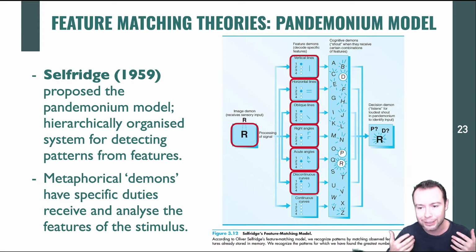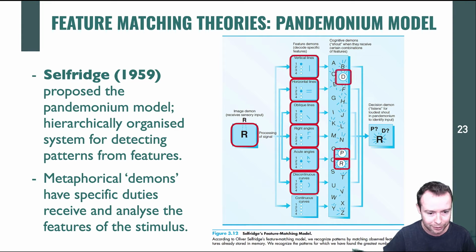These matches are then yelled out to demons at the next level of the hierarchy, known as the cognitive or thinking demons. The cognitive demons in turn shout out possible patterns stored in memory that conform to one or more of the features noticed by the feature demons. In this case, D, P and R are all possible combinations based on the feature demons that are activated. These could all represent the overall pattern of the letter D, P or R.